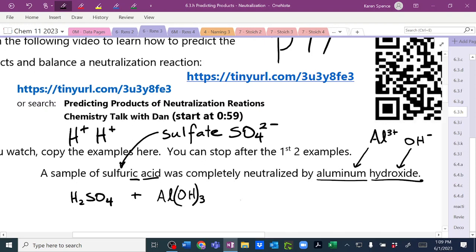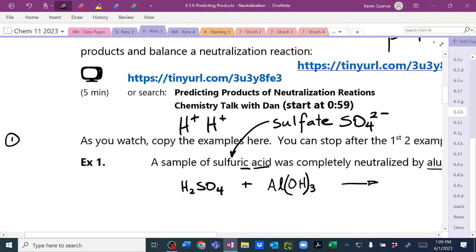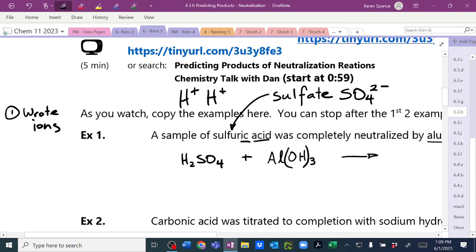All right, we're going to predict our products. Now, do you remember that neutralization is just a special type of what? Double replacement. How did we predict the products of a double replacement reaction? First thing is we wrote the ions, yes? So we're going to write out all the ions. So we have hydrogen ion, and we have sulfate, SO4 2-. We have Al 3+, and OH-. Write the ions.